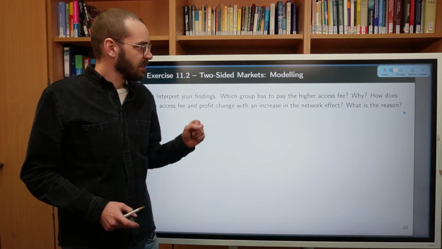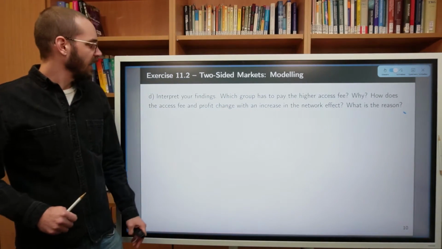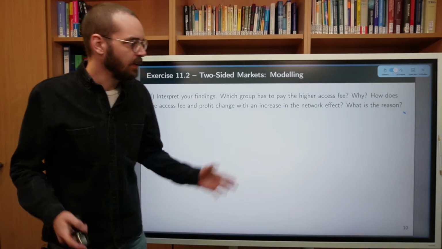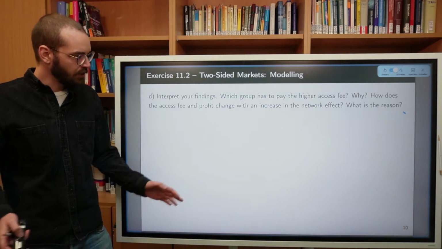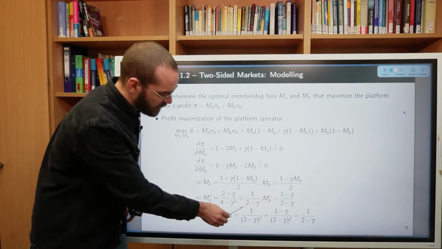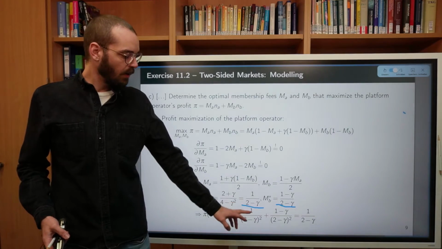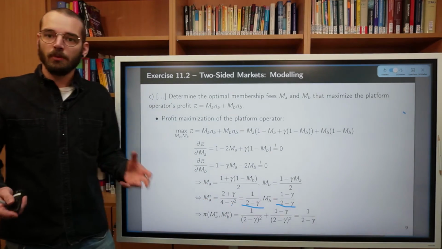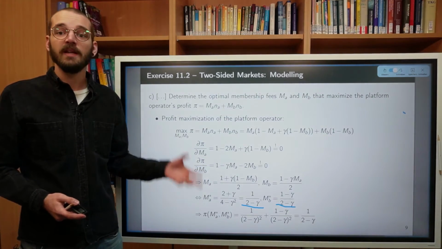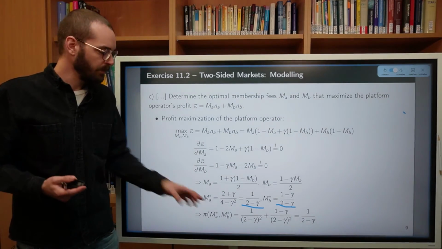We are going to answer the questions: which group has to pay the higher access fee, and why is that? How does the access fee and profit change with an increase in the network effect? What is the reason behind this? And of course, if you take a look at the results we had earlier, the profit maximizing membership fees, we already know that they only depend on this spillover parameter. So it's quite obvious that this spillover parameter is the deciding factor when it comes to the relative height of these two parameters MA and MB.